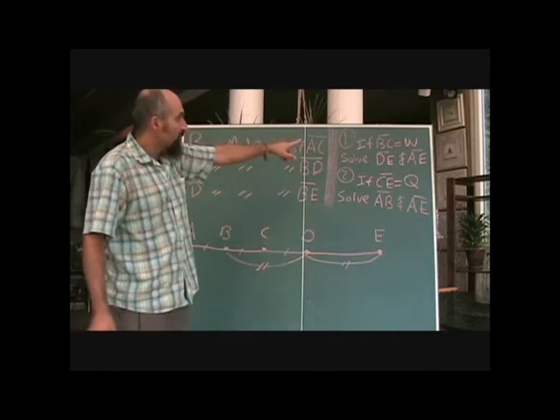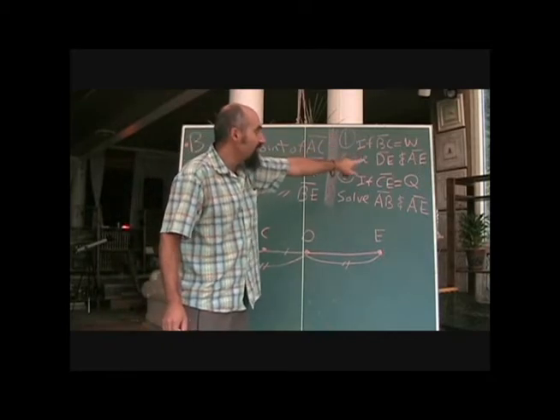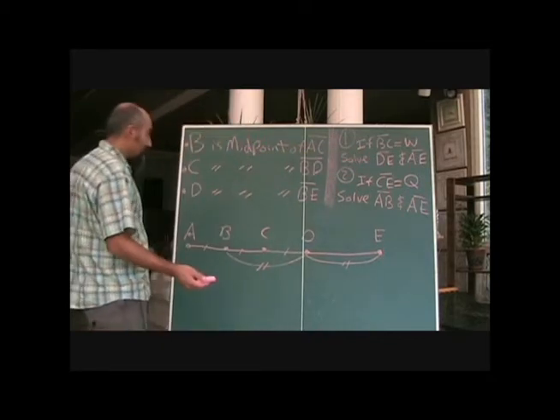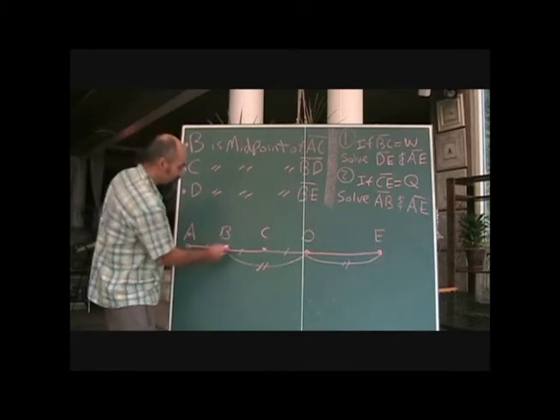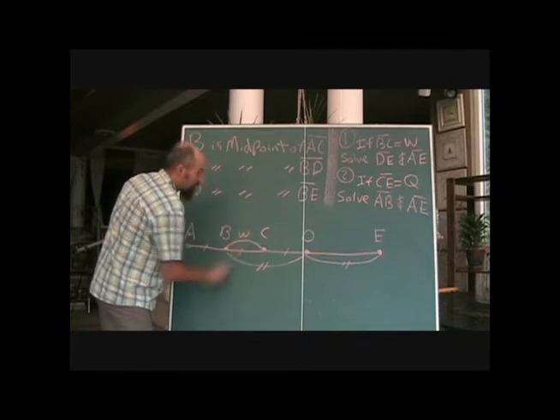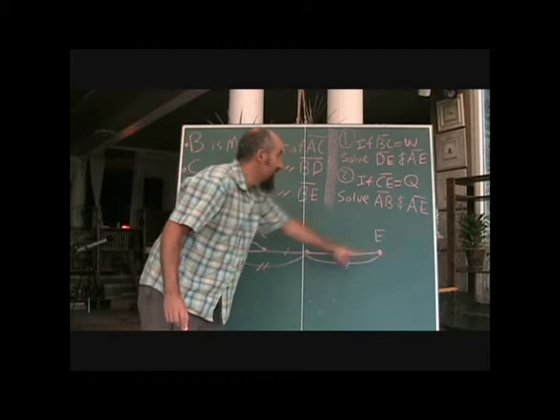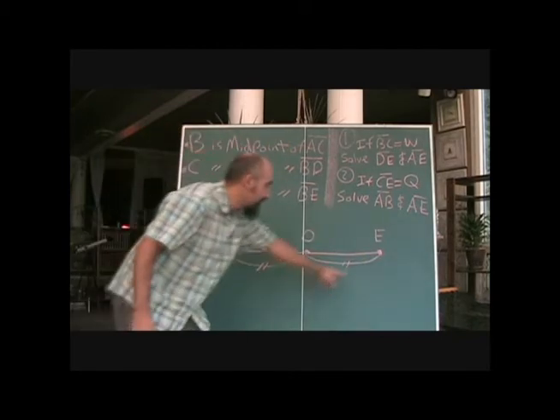Now let's look at the questions. What are they asking us? If BC is W, solve for DE and AE. So let's lay this down. If BC is W, so the length here is W. Solve for DE, we want to solve for this, and solve for AE, and we want to solve for this.